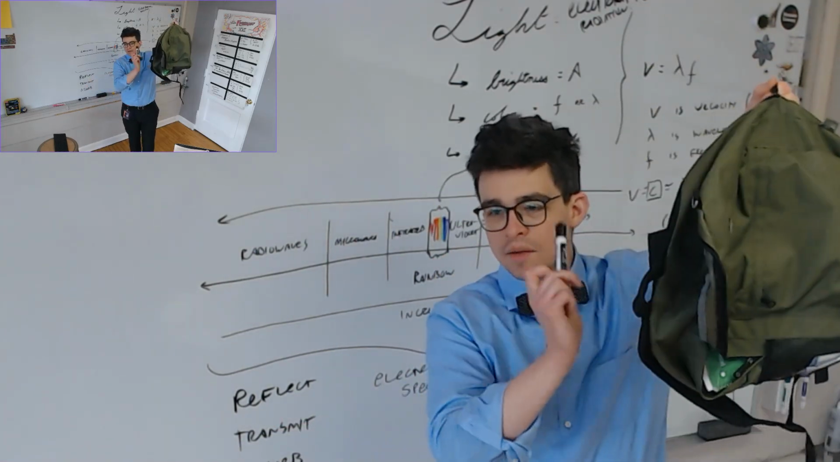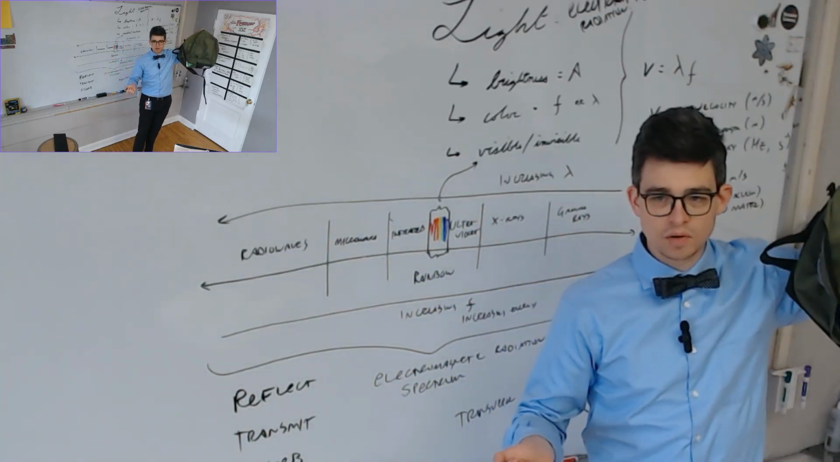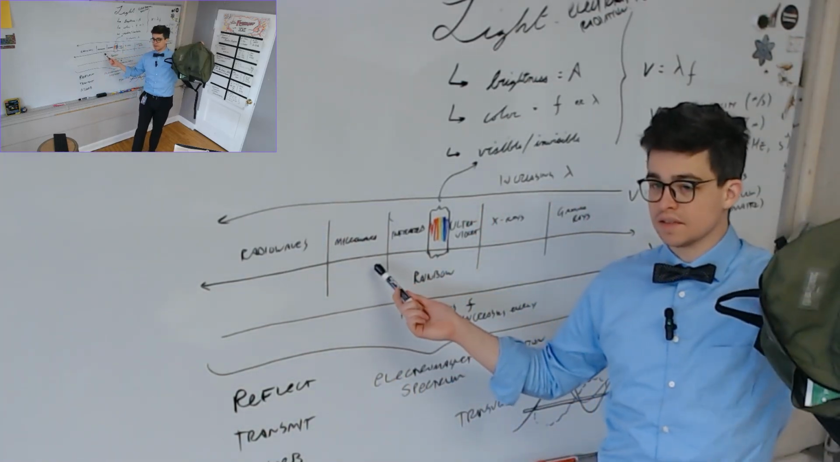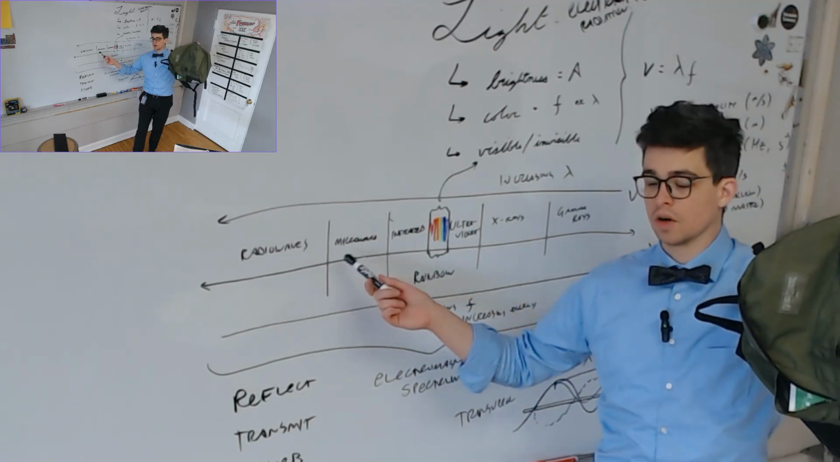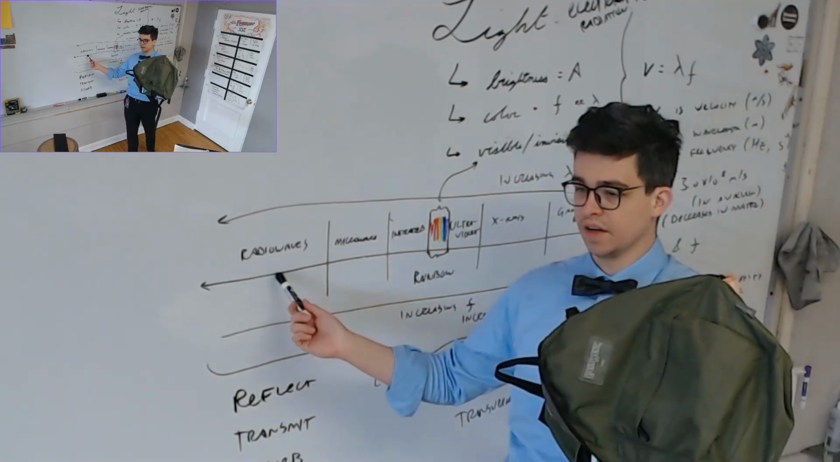Is this backpack emitting its own light? Not in the visible spectrum, probably. It probably is. Everything emits light, by the way, in some part of the spectrum. But since this is a low-energy object, it's probably way down here.